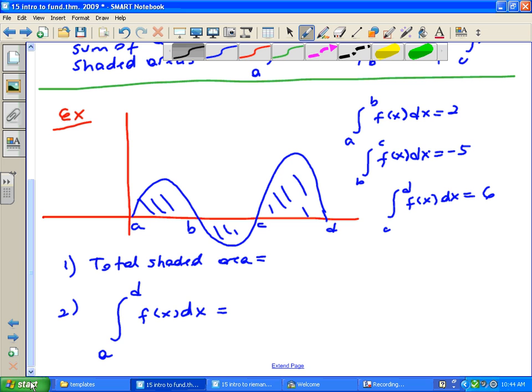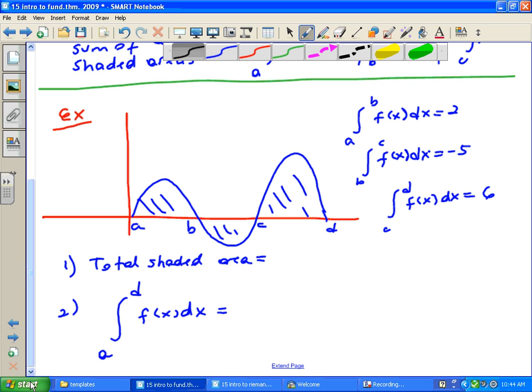This question, you don't have a specific function. Like, I don't know if it's f of x squared or x cubed, I don't know. All I have is a graph. So you can see first it's positive, then it's negative, then it's positive again. And they gave us the integral values over those three regions. From A to B, it's 2. B to C, it's -5. C to D, it's 6. They gave us the integral values.